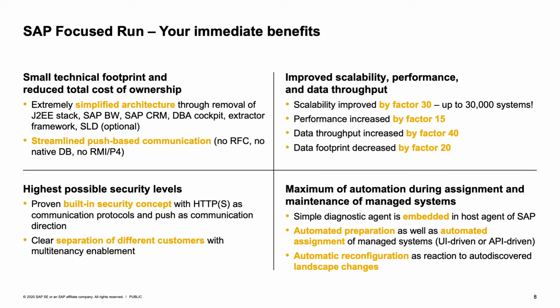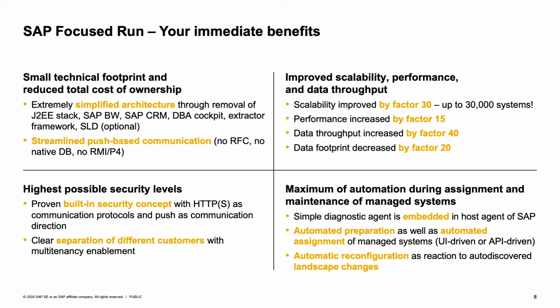Since you do not have a J2E stack in Focused Run, Focused Run consists only of the NetWeaver ABAP stack and the HANA database. So there is no need to have a J2E stack. There's also no need for a SAP BW, CRM, the DBA cockpit is not necessary, extractor framework is not necessary, and even the system landscape directory is optional.